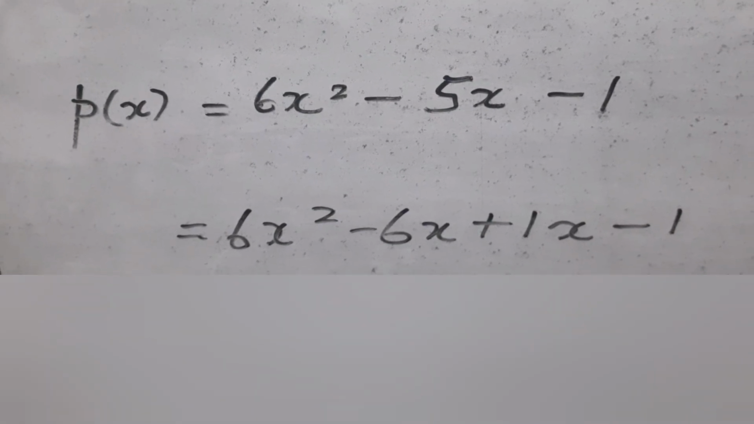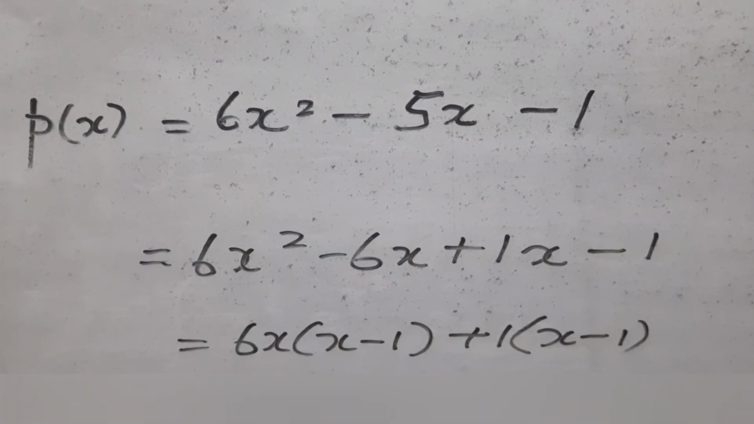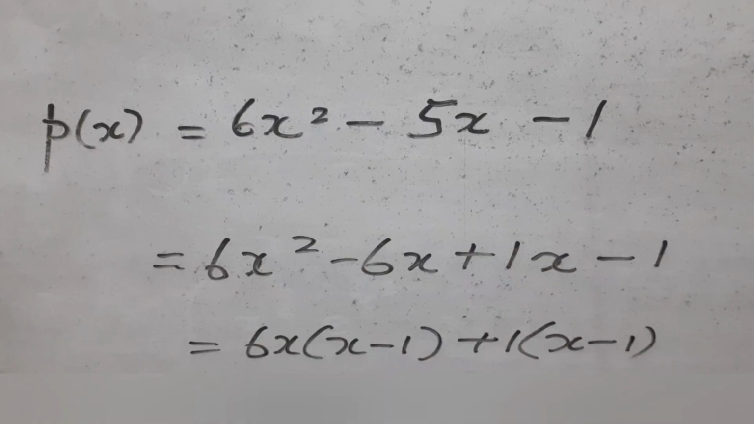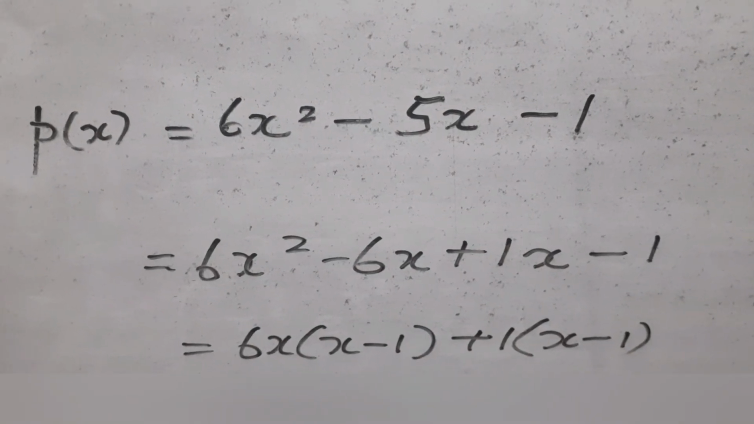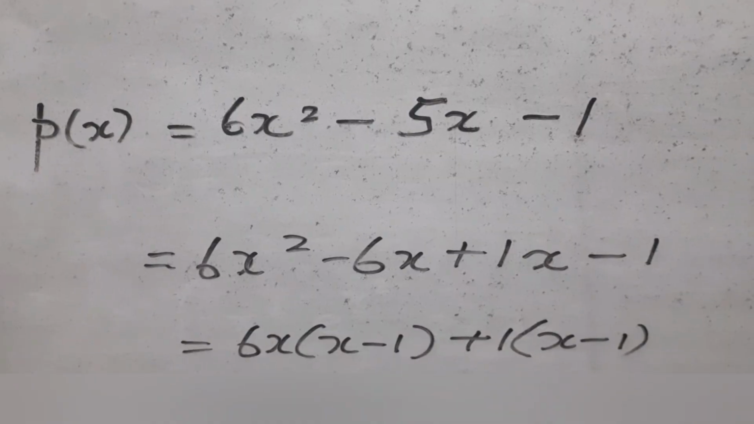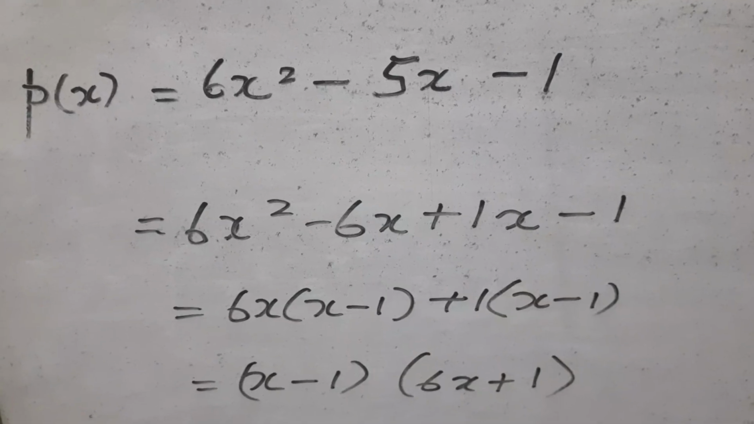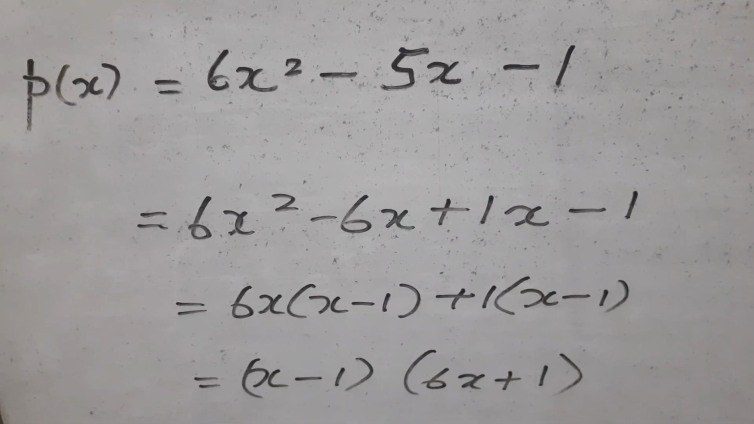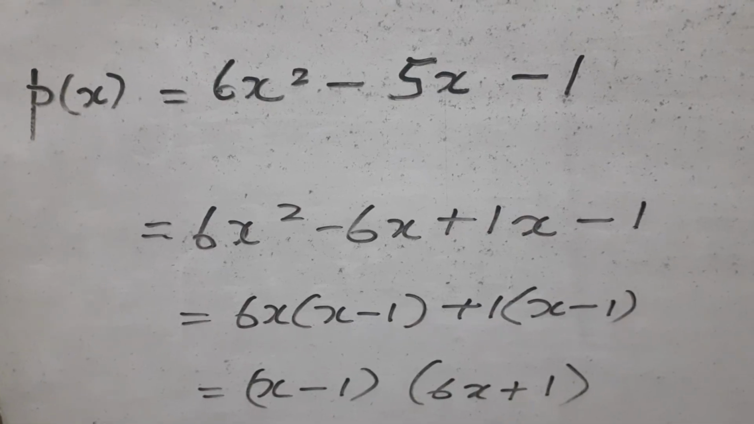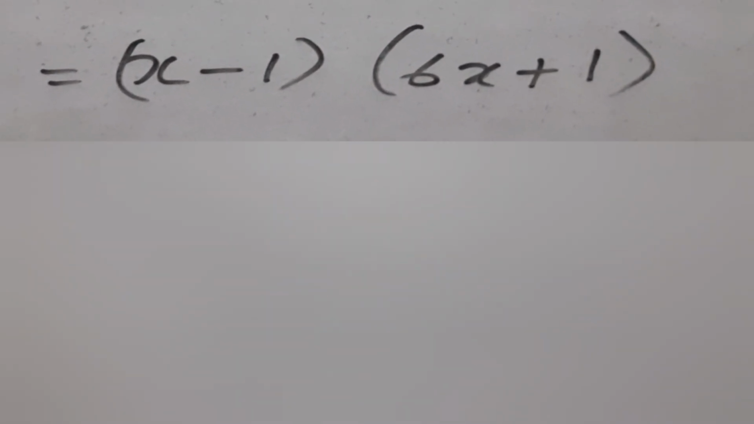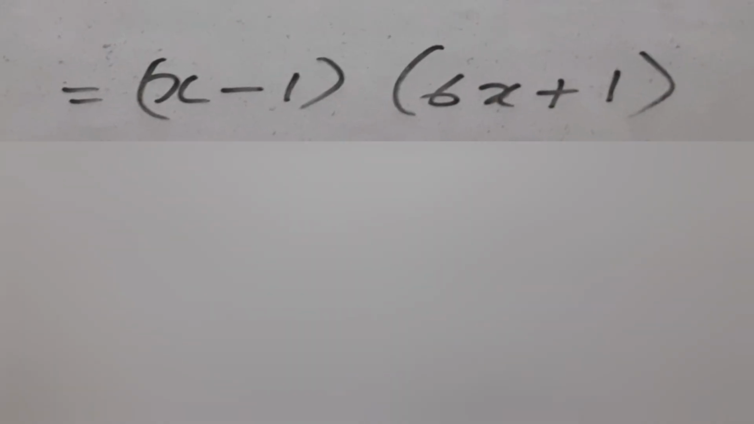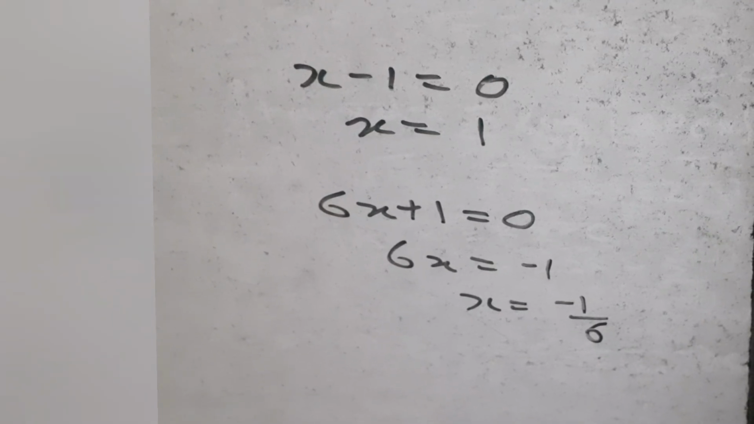Then take 6x common from the first two terms and 1 common from the last two terms. We get the factors x minus 1 and 6x plus 1. Clearly, the zeros of p of x are x equal to 1 and x equal to minus 1 by 6.